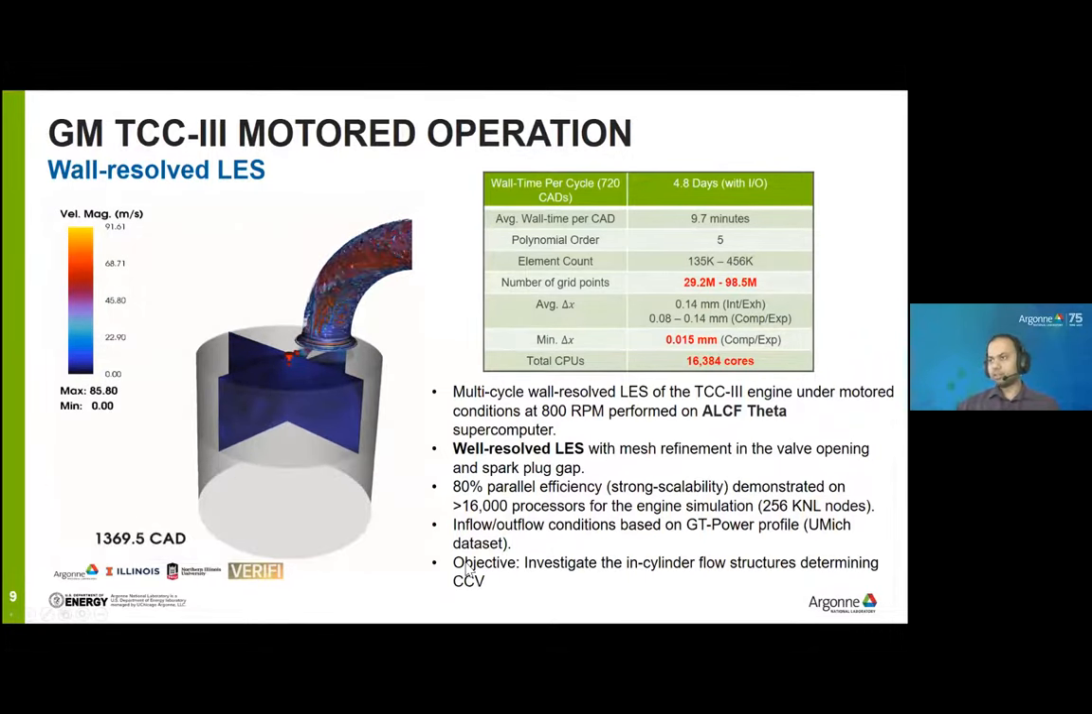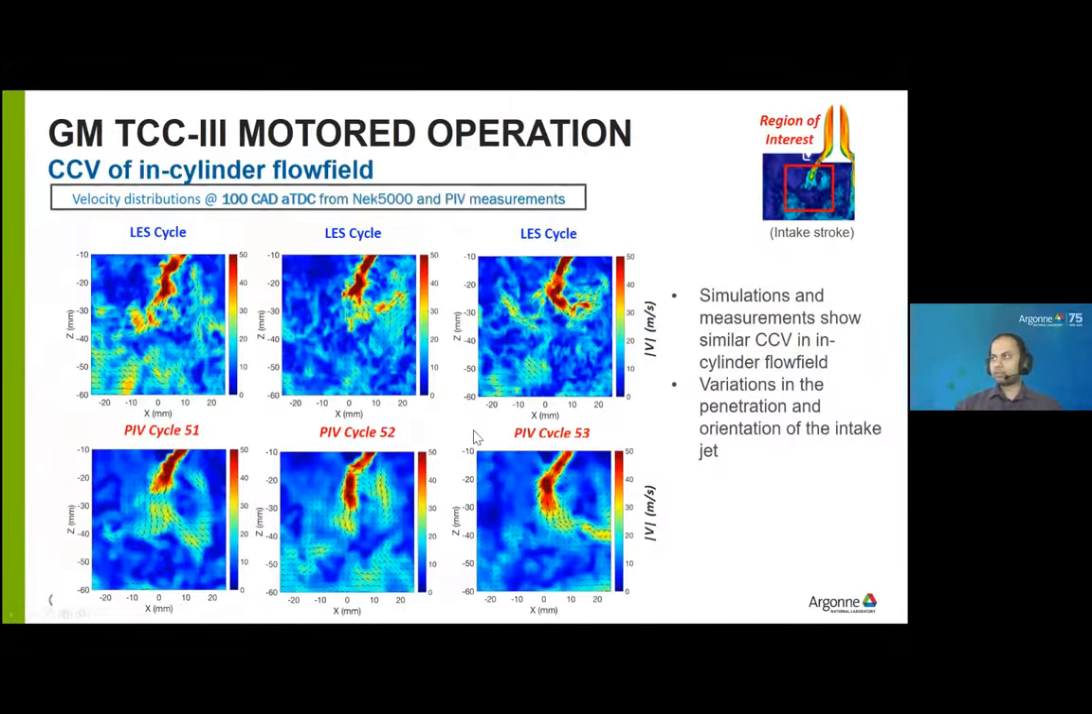Now, the objective for this study was to investigate in-cylinder flow structures that have an immediate impact on cyclic variability. Before doing that, I'm showing a direct comparison of the in-cylinder velocity magnitude. This is just a plane, and the location of the plane is shown here. It's showing the structure of this intake jet for three different cycles from LES as well as from PIV measurements.